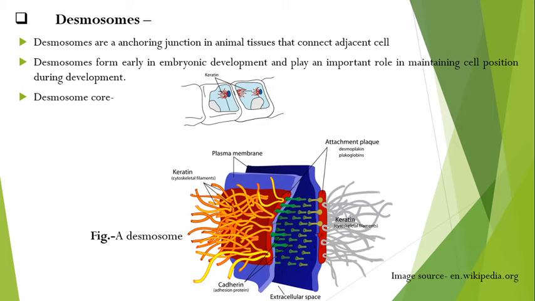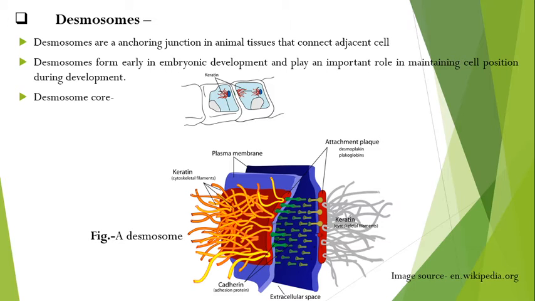Desmosomes are found in many tissues, but they are especially abundant in cells of the skin, heart cells, and the neck of the uterus in females. Desmosomes form early in embryonic development and play an important role in maintaining cell position during development.